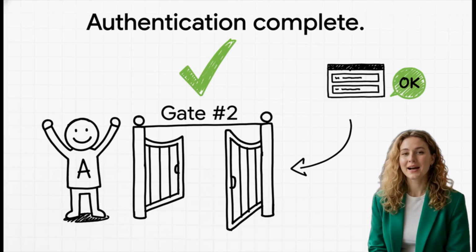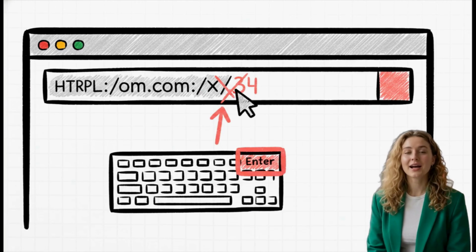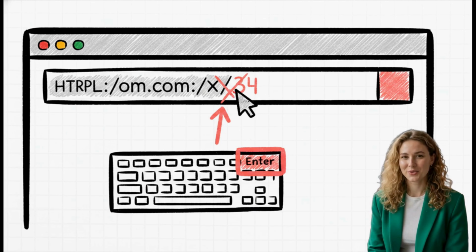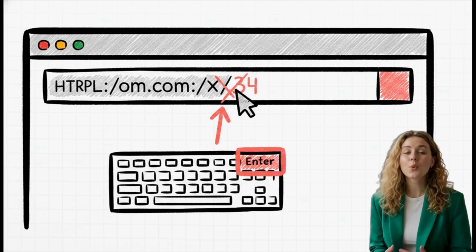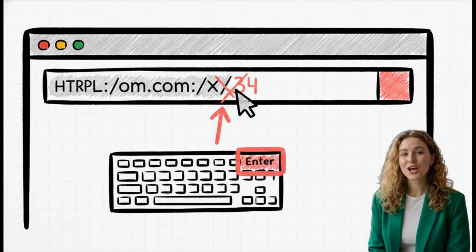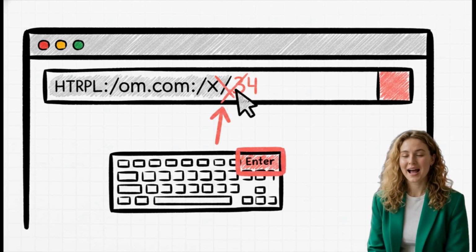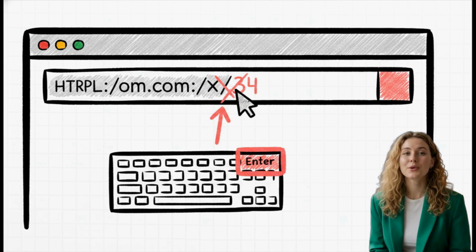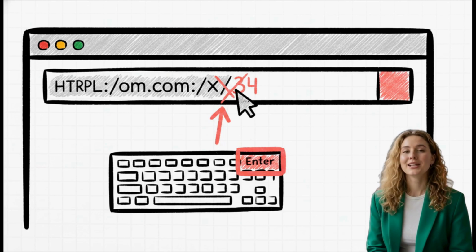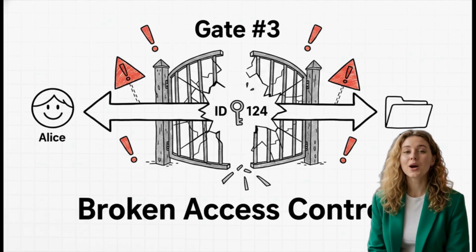So what just happened? This is the failure. The system saw that Alice was authenticated. It said, yep, she's a real user, she's logged in, but it completely forgot to do the next check. It never asked, okay, but is she authorized to see profile number 124? Because that simple check was missing, it just handed over the data. This is a textbook example of broken access control, one of the most common vulnerabilities out there. It happened because gate number 3 was just left unlocked and wide open.